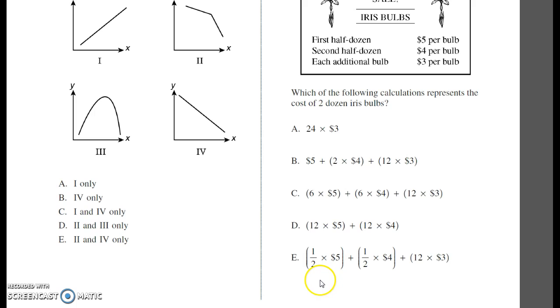And E took half of a bulb, not even a whole bulb, and multiplied it by 5. Multiplied another half by 4, and then 12 by 3. What E was expecting you to do was to be confused about what half dozen meant, and to focus on the word half and completely ignore the fact that a half dozen is 6. So our answer for that one is going to be C.